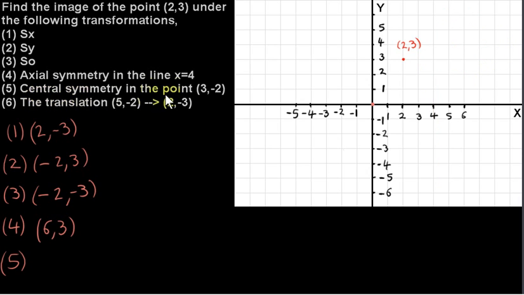Let's look at central symmetry in the point 3, minus 2. Let's see where 3, minus 2 is. It's this point here.